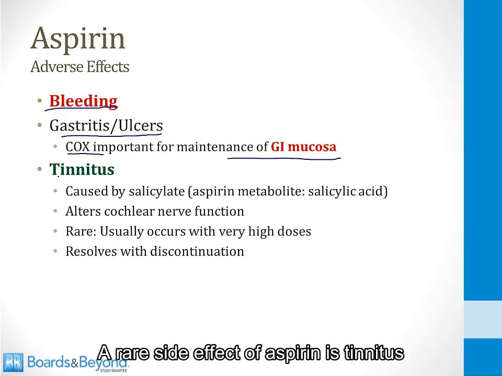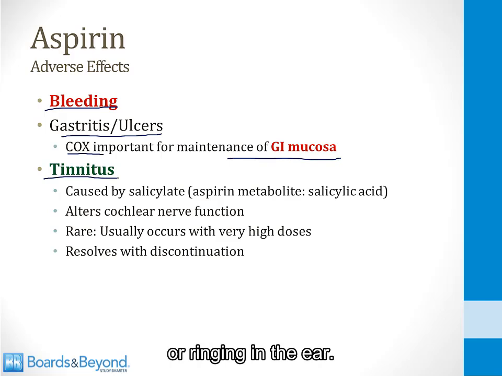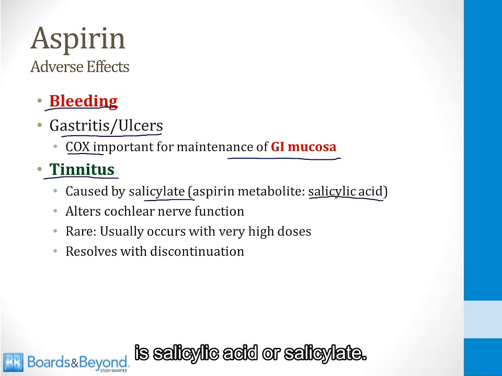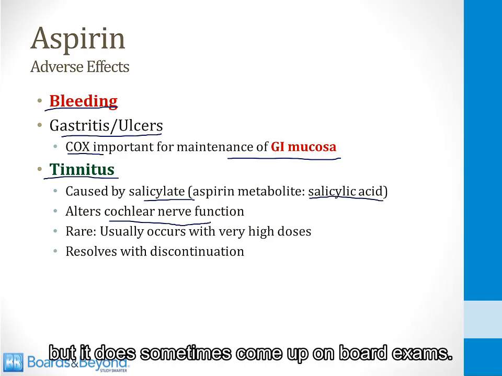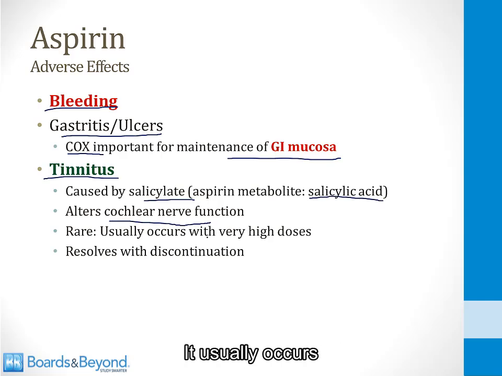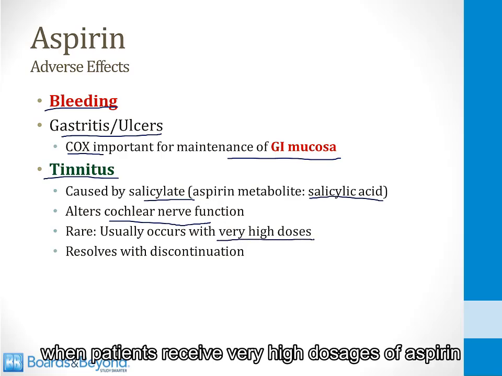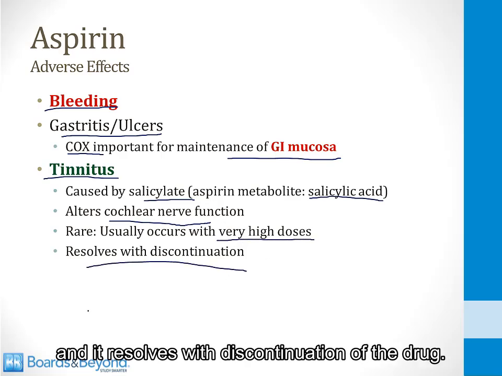A rare side effect of aspirin is tinnitus, or ringing in the ear. This is caused by salicylate. One of the metabolites of aspirin is salicylic acid, or salicylate. It can alter cochlear nerve function. This is a very rare side effect, but it does sometimes come up on board exams. It usually occurs when patients receive very high dosages of aspirin, and it resolves with discontinuation of the drug.